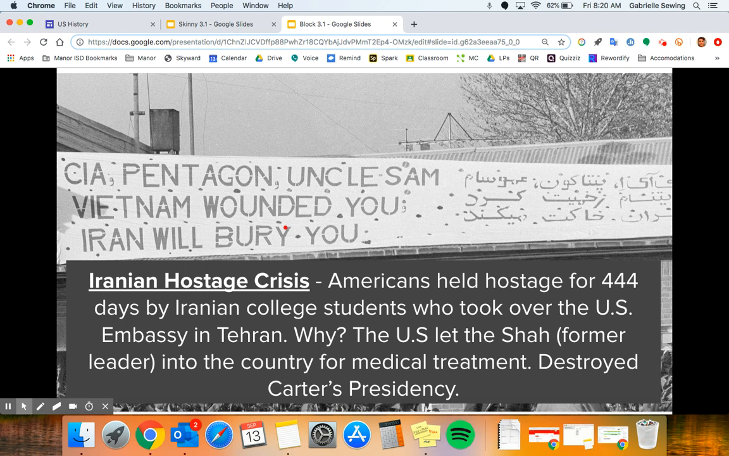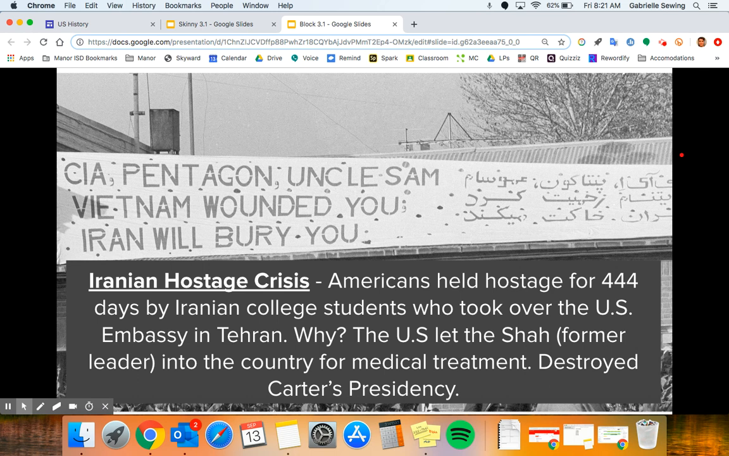And that leads me to our last and final slide. The major event we're going to associate with the Carter presidency is the Iranian hostage crisis. If you joined us earlier in class, we previewed this together. The hostage crisis was an event where Americans were held hostage by Iranian college students in the US Embassy in Tehran, the capital of Iran. These Americans were held hostage in our government building in Iran for 444 days, over a year of being held in a building against your will.